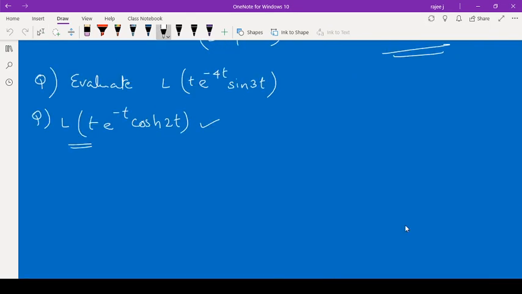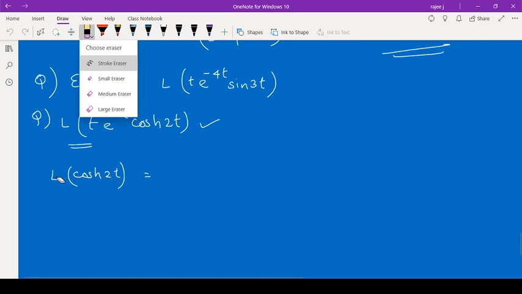Here, e to the power minus t cosh 2t. So first of all, you write cosh 2t. All of you may think that we will write L of cosh 2t, then apply the shifting property and all. That's okay, but it can be done even better than that, more easily than that.